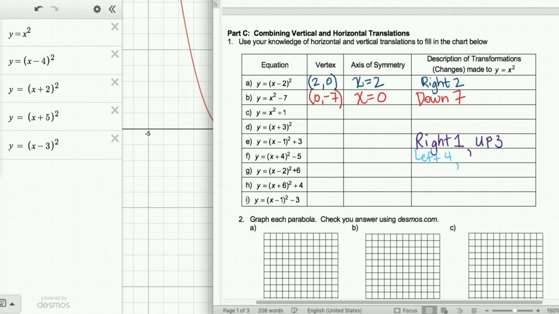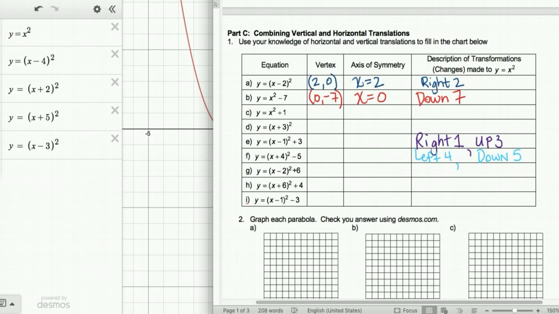Okay, again, don't put the signs in. And then we have the 5, so you're going down 5. Again, there's no sign in there. Don't put the negative in. Just say down, so we know which way it's going. Left, so we know which way it's going. All right, let's fill in the rest of it here.